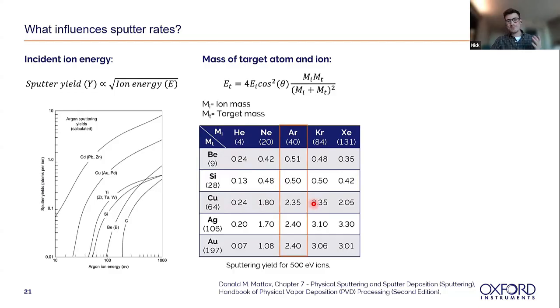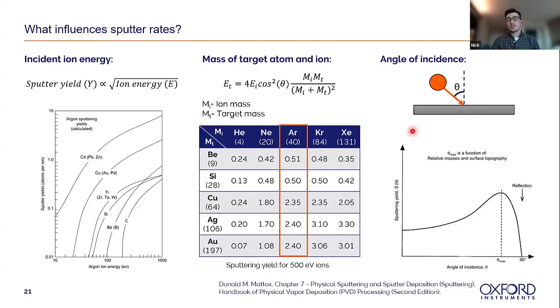In practice, we mostly use argon because it is the cheapest gas to use and one of the easiest ones to work with. But it is interesting to think about how the incident ion that you're using can affect the sputter rate that you can get as well. And then lastly, angle of incidence is very important.